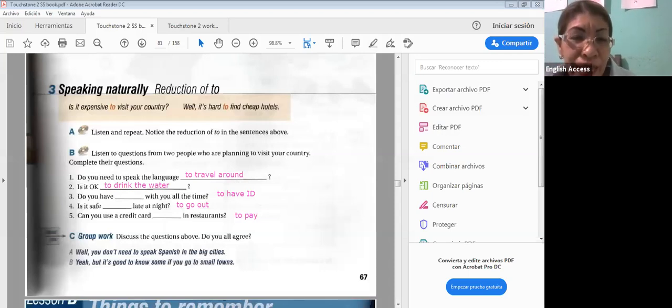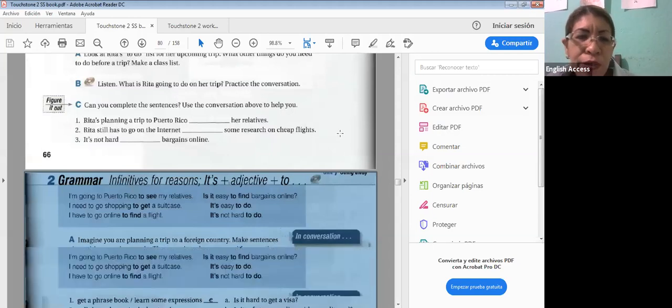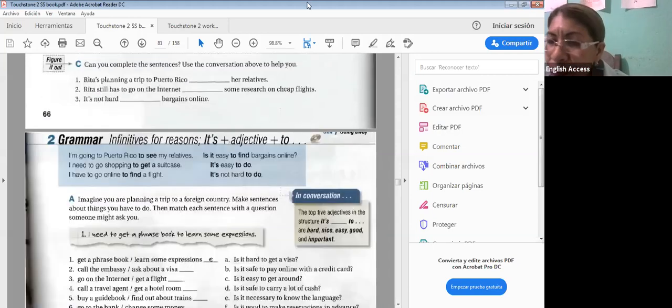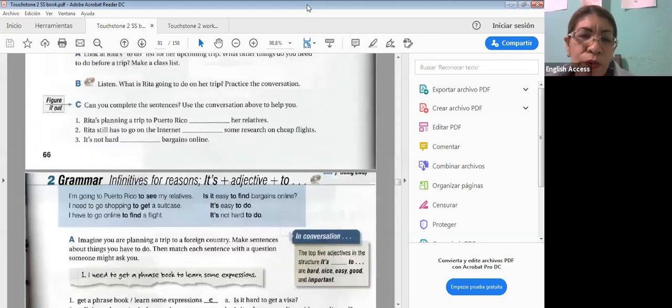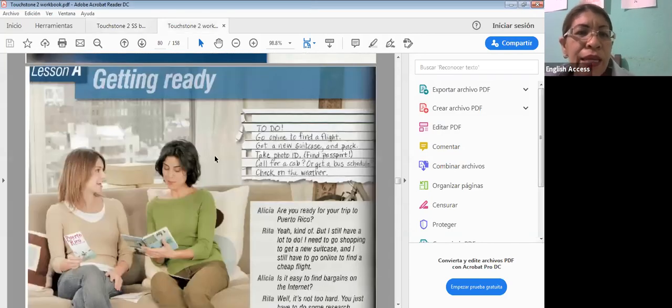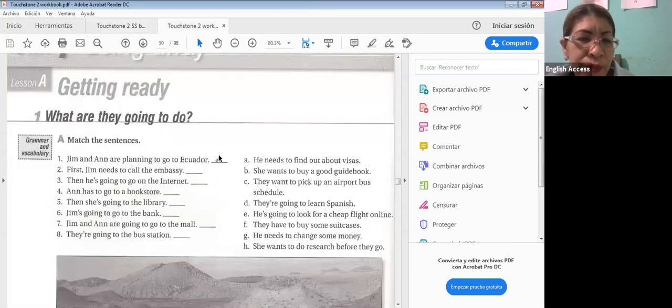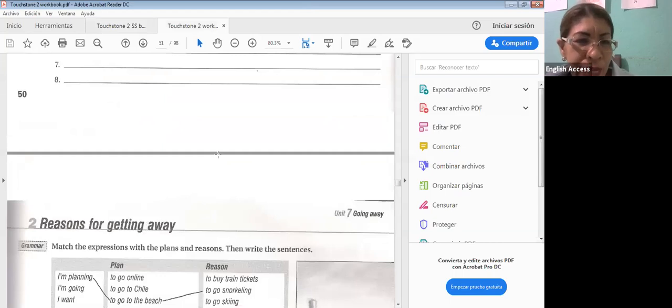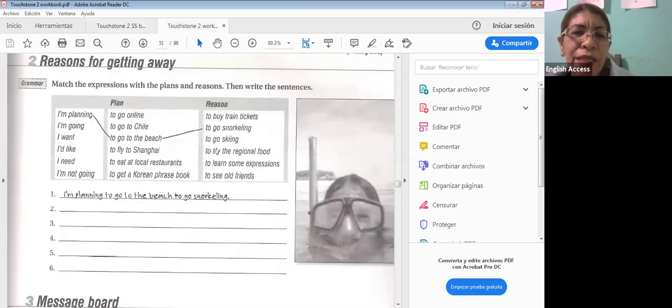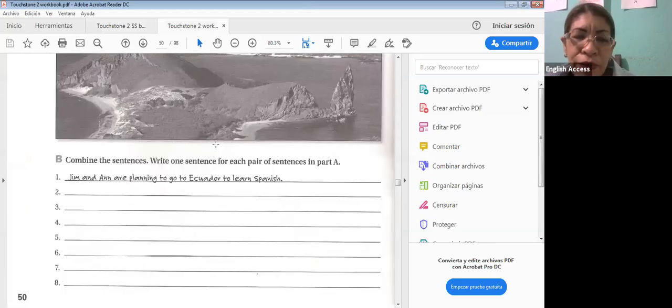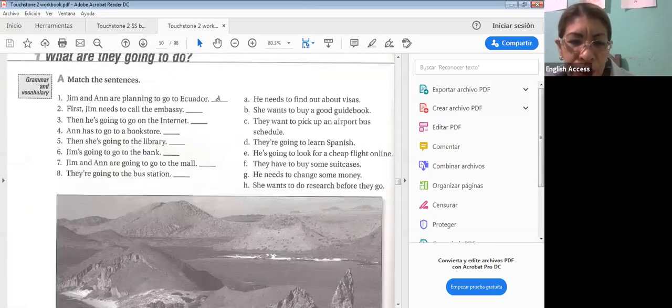As you can see, in lesson A, we learn how to use infinitives to give reasons. Okay, infinitives to give reasons. And we also learn how to use it plus adjective plus to. Okay, so the homework for tomorrow is gonna be the pages 50 and 51 in your workbook. Okay, pages 50, 51 in your workbook.